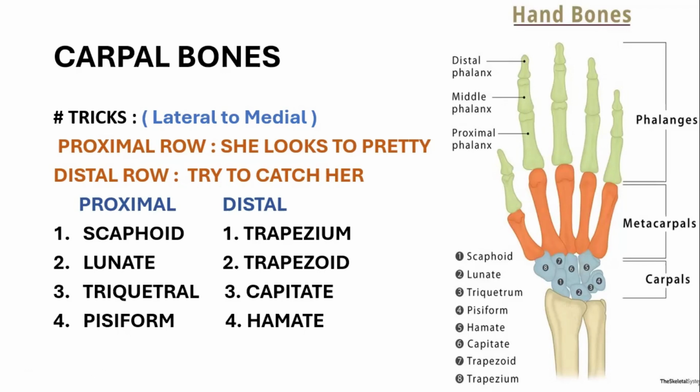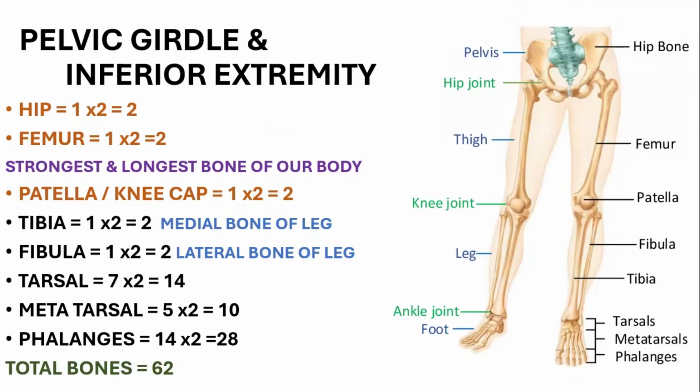For the four fingers, 3 into 4, 12. And for the thumb, it is only 2. So 12 plus 2, 14. I hope it's clear now. Now let's move on to the pelvic girdle and inferior extremity.